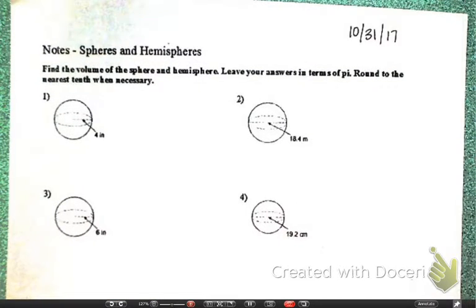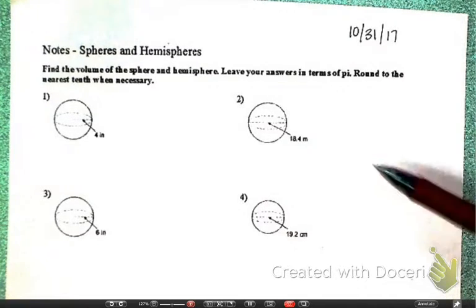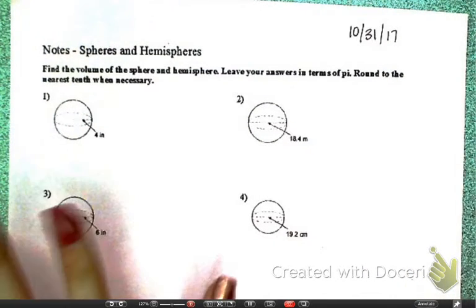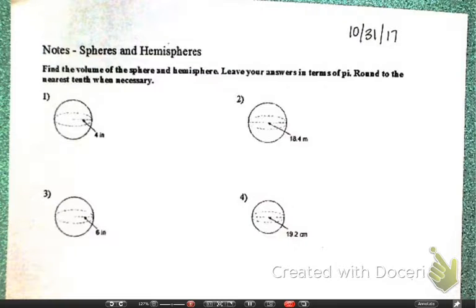A sphere is a circle or a ball, so any kind of basketball, soccer ball, obviously not a football because it's not a complete circle. And then a hemisphere is half of that circle. Okay, so we're going to start by finding the volume of spheres, and then we'll talk about how to find the volume of a hemisphere.